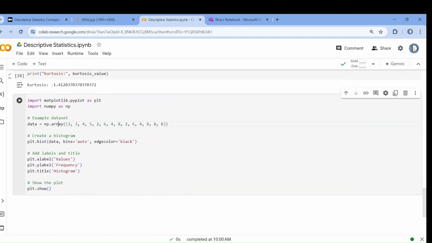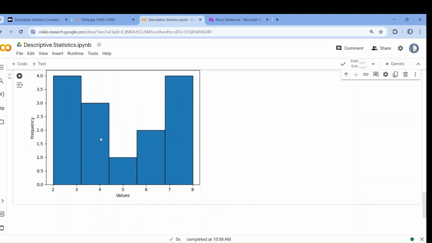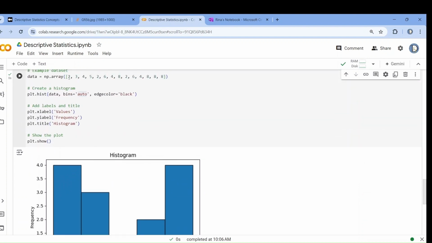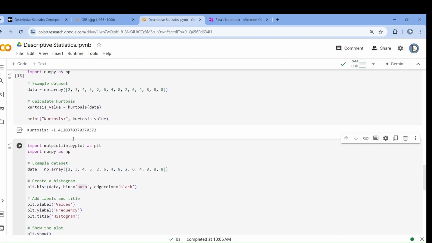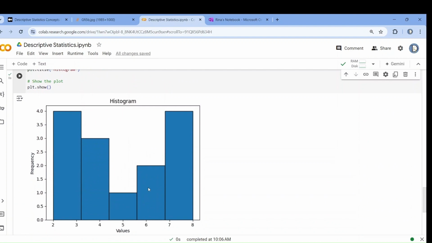Okay, so here one numpy array is generated, then plt.hist. That means it is done using matplotlib. If you want, you can write sns.histplot also. Now bins, you can give 10, 15. I have given auto. That means you decide. And if you want, you can give edge color, or if you don't want, you don't give. You can find the frequency. So how many times is 2 occurring? How many times 3? How many times 4, 5, 6, 7, 8? So the data set is divided into 5 bins and you can calculate the frequency.